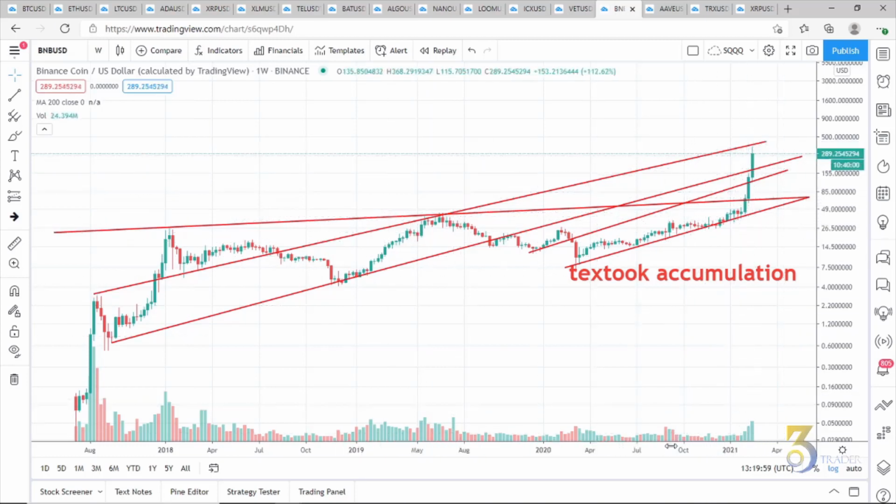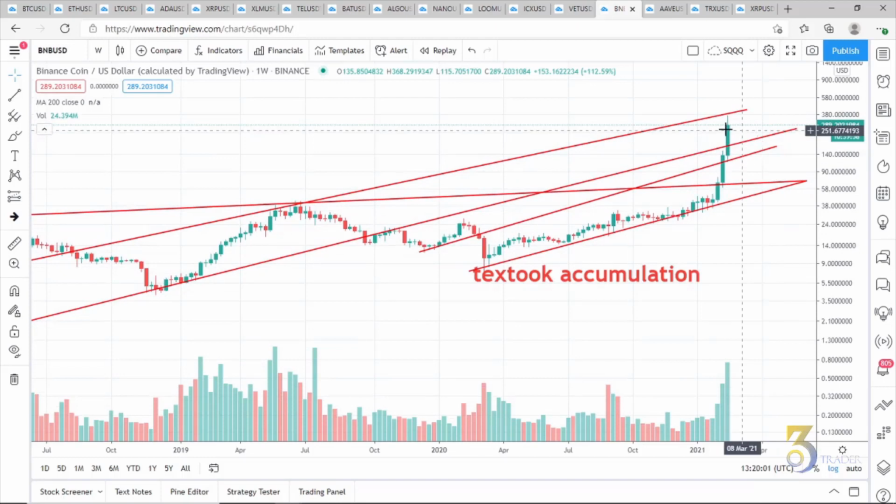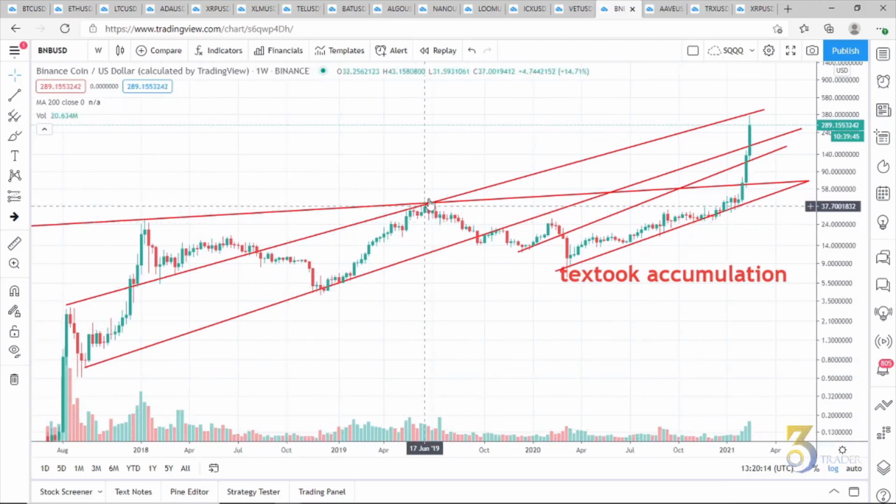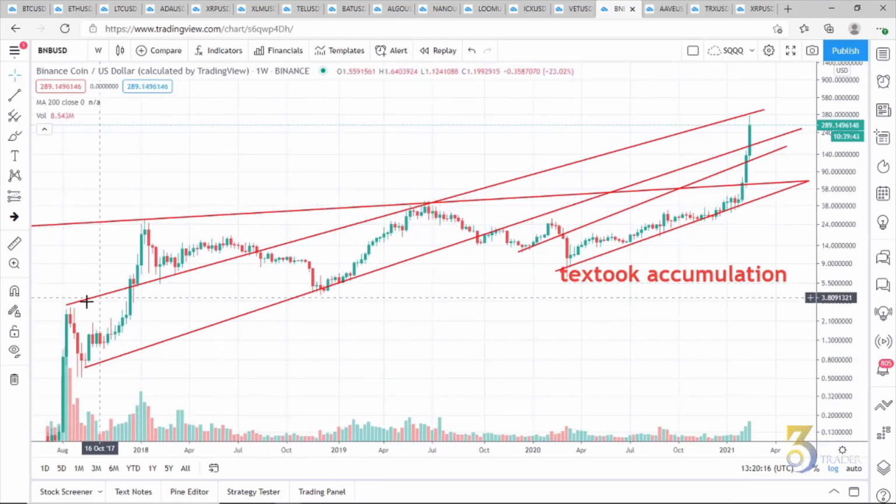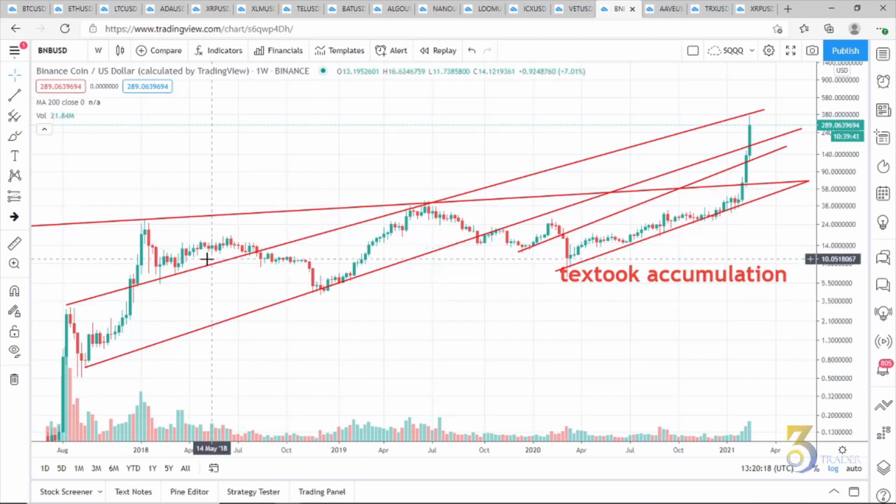To the T, to the letter. That was the perfect target for this bad boy. Oh my goodness, man, it's so beautiful. I hope you guys are seeing this. Start drawing these lines. I mean, look, you have it right here from August.